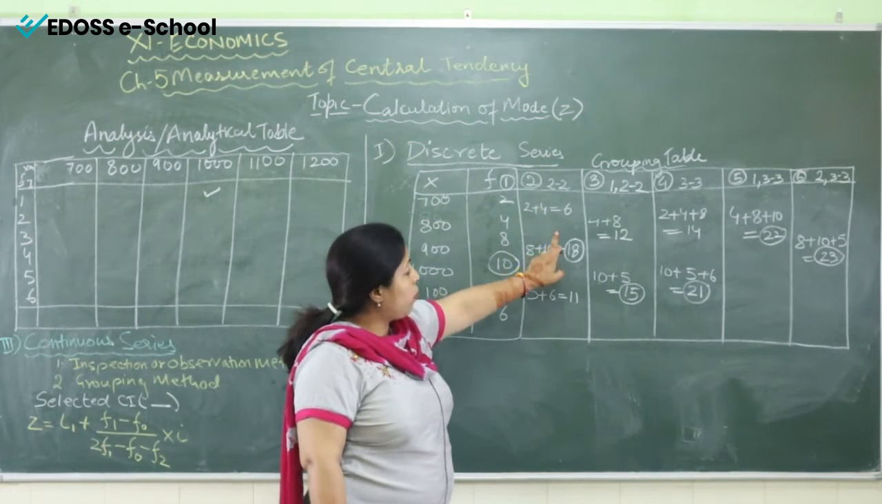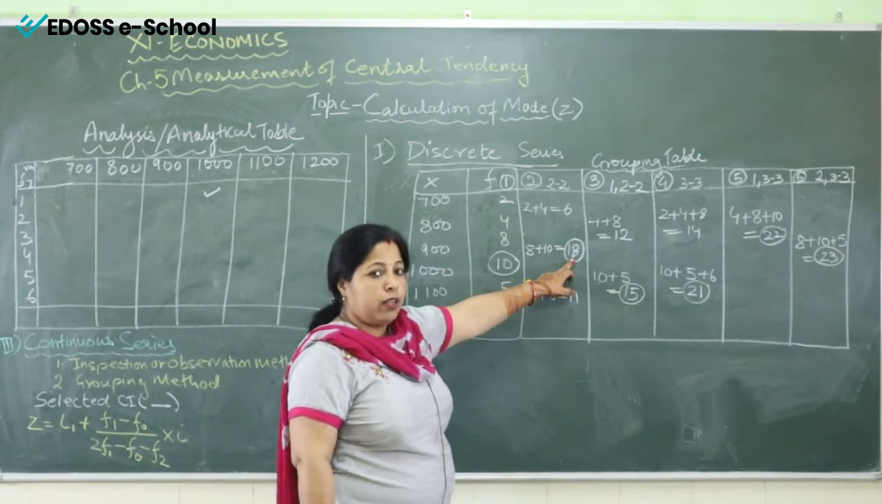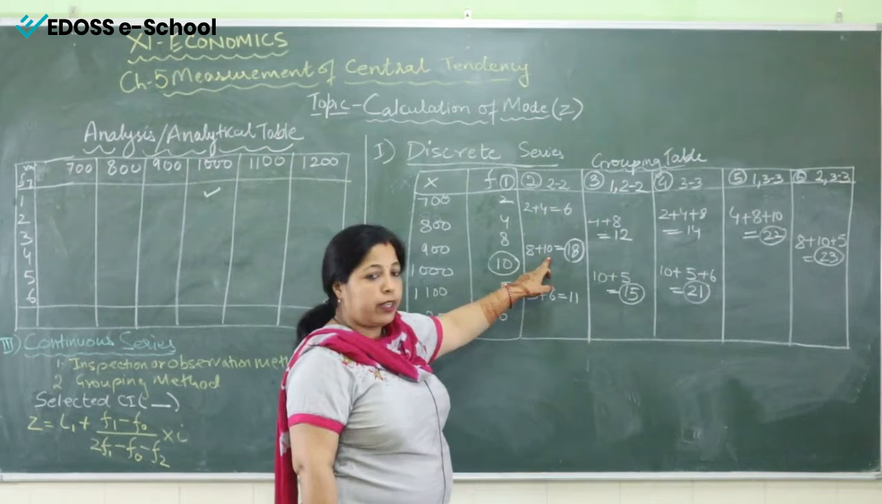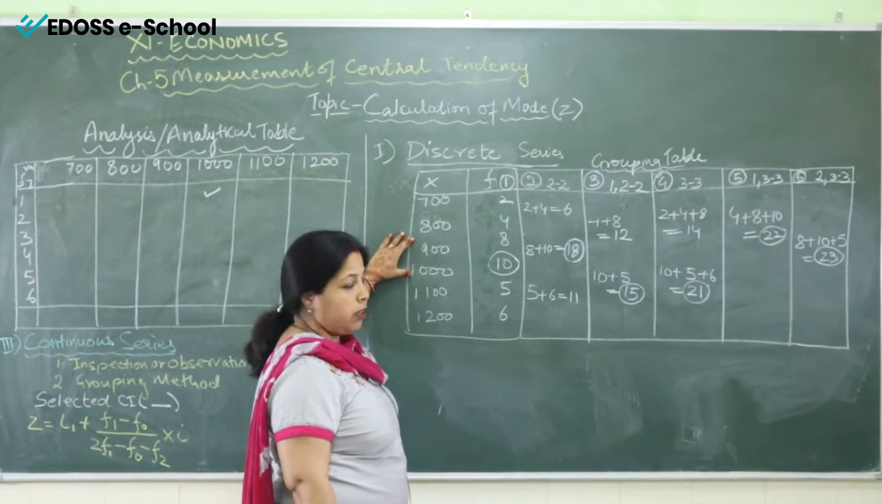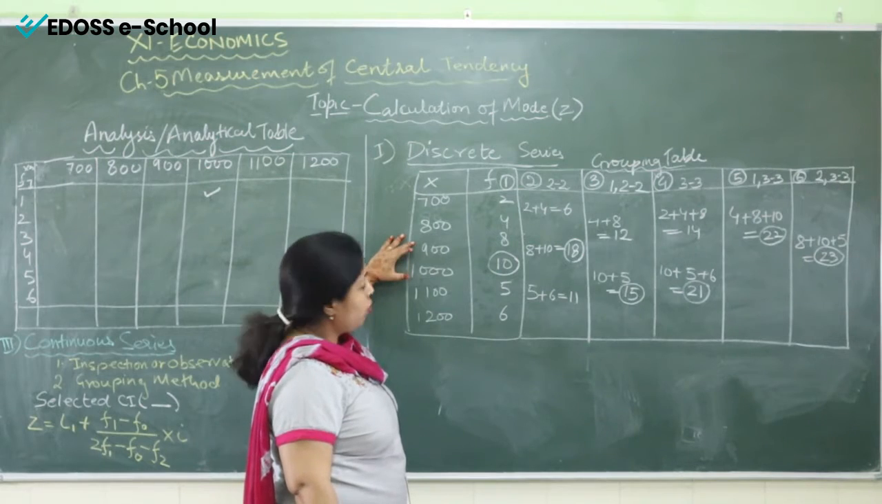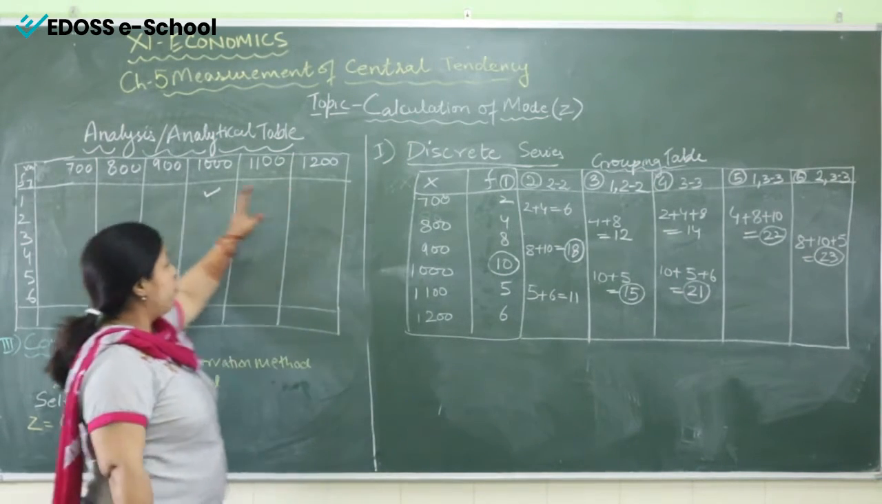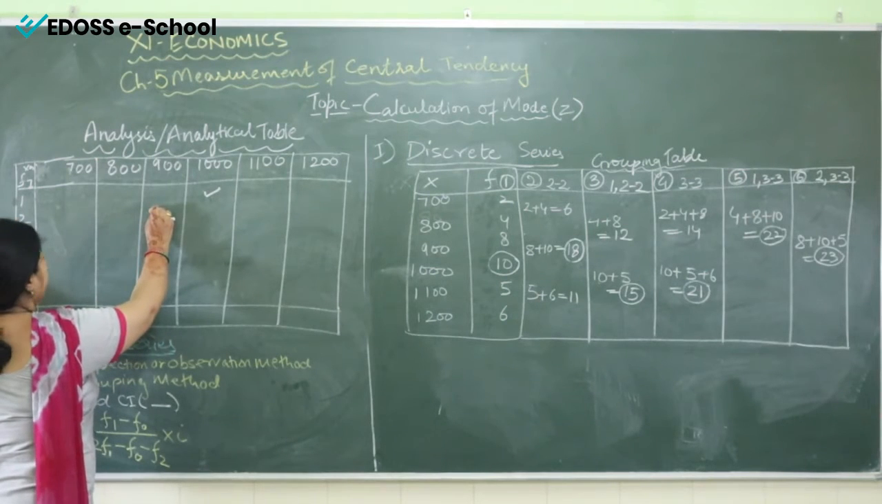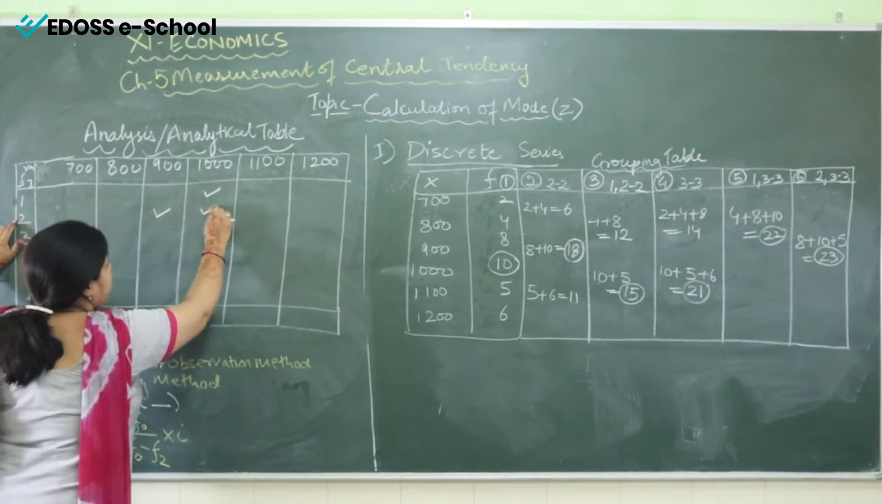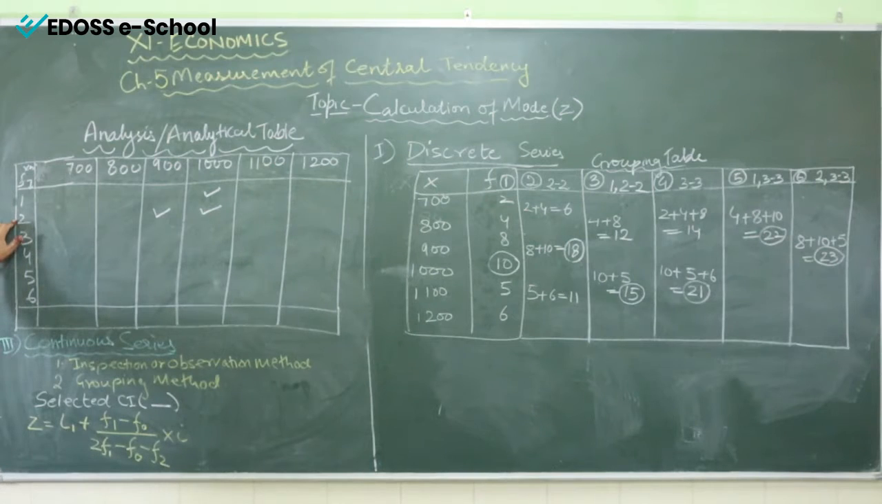In second column, circle कहाँ पे था? 18. 18 किसका टोटल था? 10 और 8 का. और 10 और 8 के आगे कौन से नंबर्स थे x में? 900 and 1000. तो हम इन दोनों के आगे टिक करेंगे. So we are taking the second column and making a tick in front of 900 and 1000. टिक लगाने हैं आपको इस एनालिसिस टेबल में.